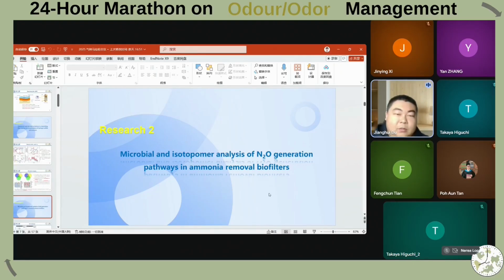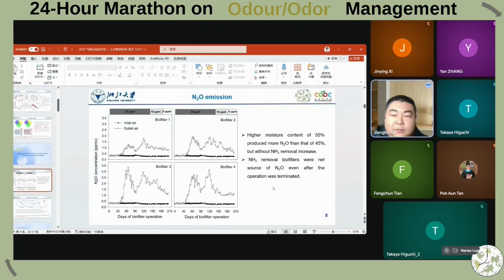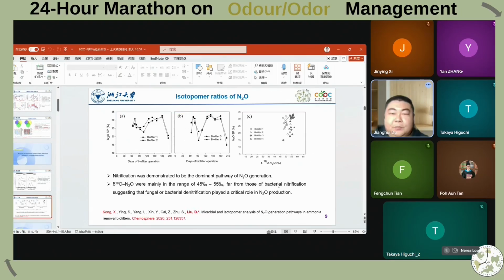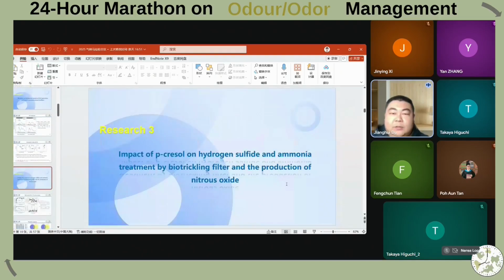Based on research one, we conducted the next research. We researched the microbial and isotopic analysis of nitrous oxide generation. In ammonia removal biofilters, a higher moisture content of 55% produced more nitrous oxide than 45%, but without an increase in ammonia removal. It shows that nitrification was demonstrated to be the dominant pathway for nitrous oxide generation.